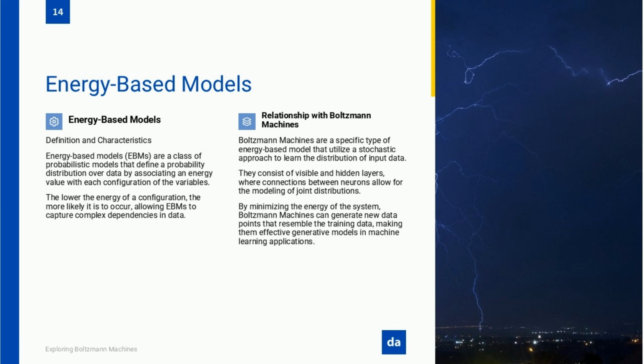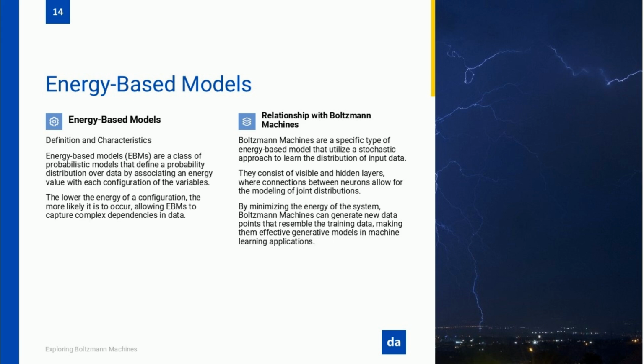Because they rely on stochastic sampling to update their weights, training them can be slow and computationally expensive. While techniques like contrastive divergence have improved efficiency, they are still less scalable than deep learning architectures like convolutional neural networks, CNNs, or transformers. One of the most exciting areas of research today is how energy-based models can be combined with modern deep learning techniques.